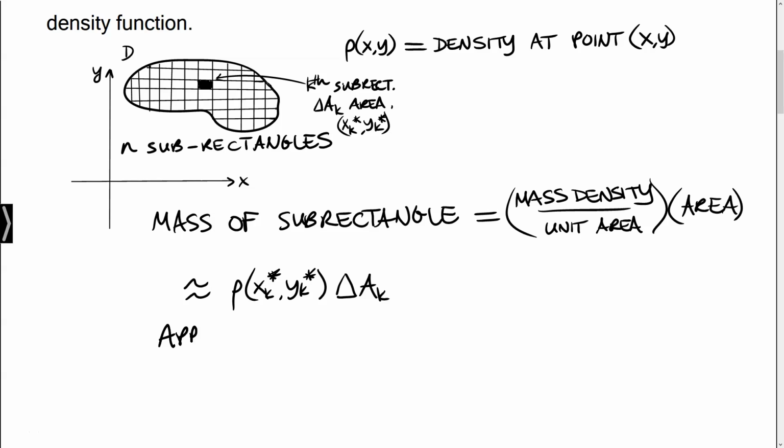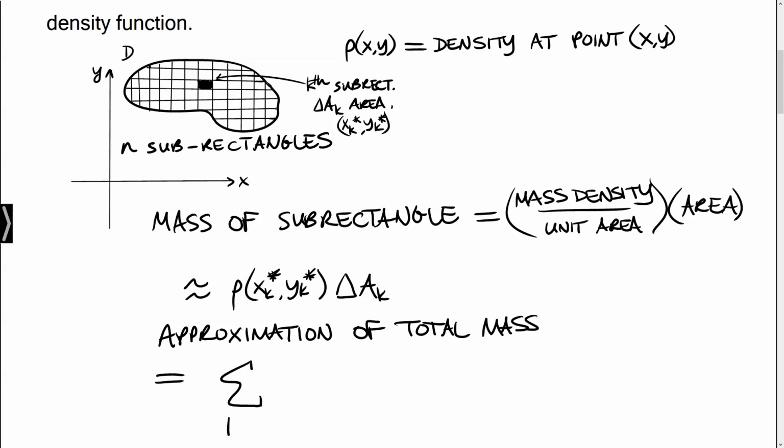That means we get an approximation of the total mass. The approximation of the total mass is going to be the sum over all the little subrectangles, say k equals 1 to n, of rho evaluated at those sample points times each of the little areas. But of course, this is a Riemann sum. This is the whole point.